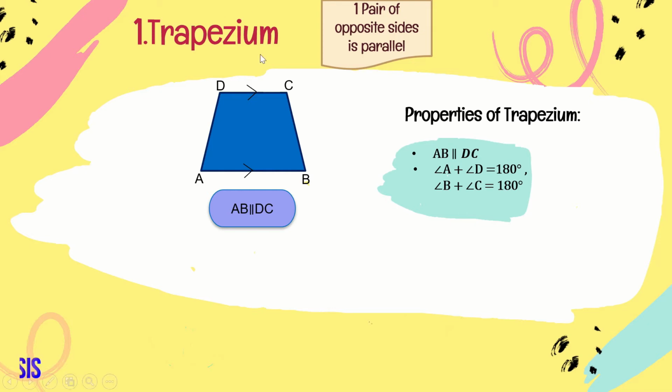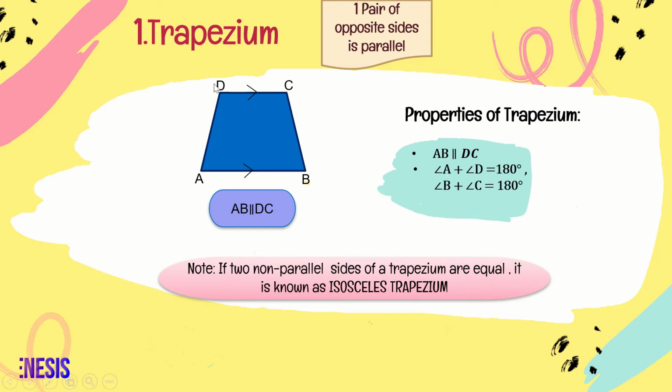This is about trapezium. If you see here, AD and BC are two non-parallel sides. If the two non-parallel sides of a trapezium are equal, then this trapezium is called an isosceles trapezium. Next comes the other type of quadrilateral, which is the kite.